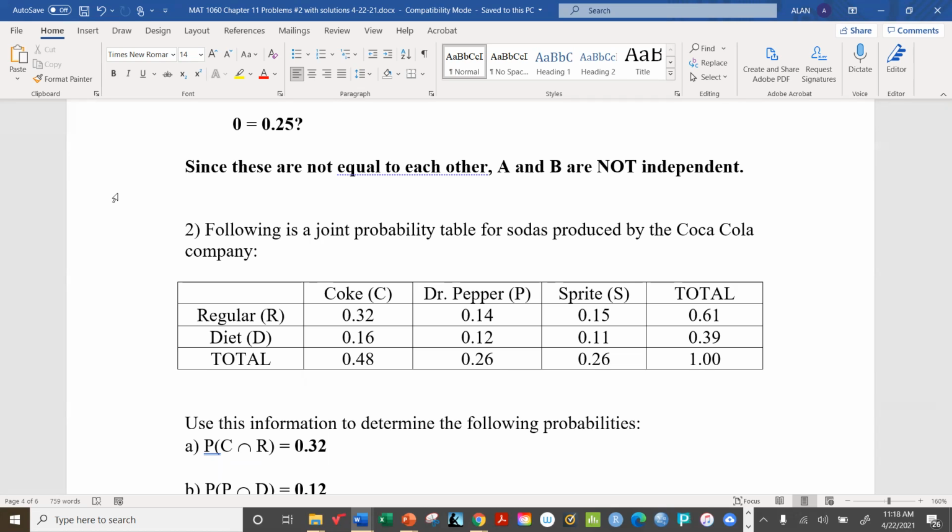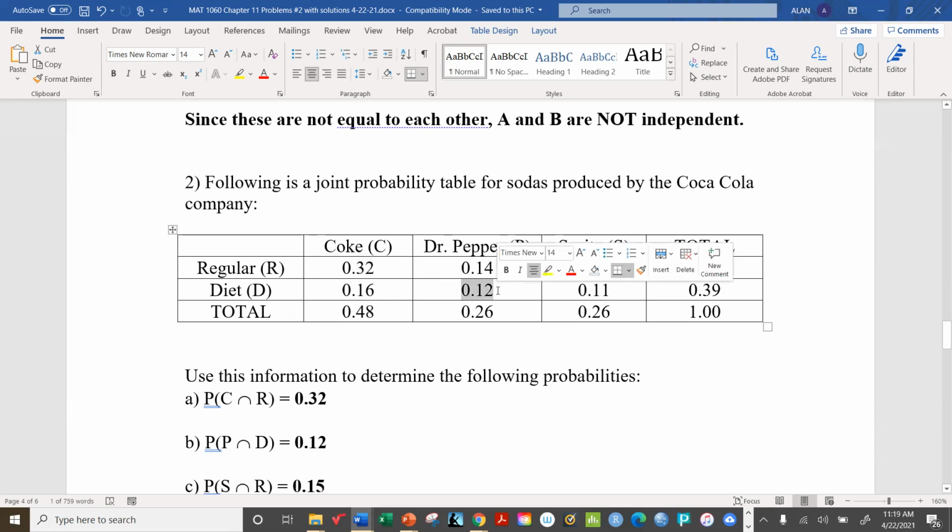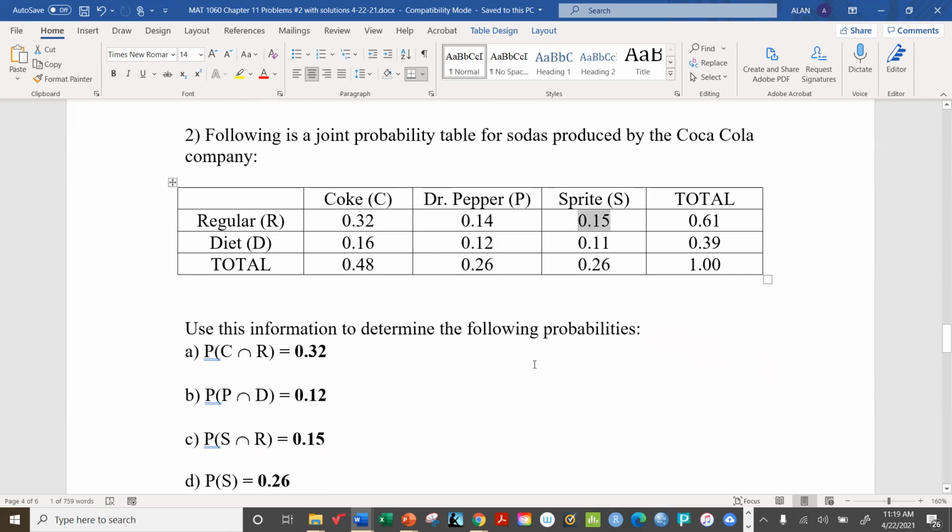So we start with the joint probabilities like CNR, regular Coke, 0.32. Okay, easy enough. How about P and D, Dr. Pepper and Diet, Diet Dr. Pepper? And then SNR, regular Sprite, right here at the intersection of regular and Sprite, 0.15.